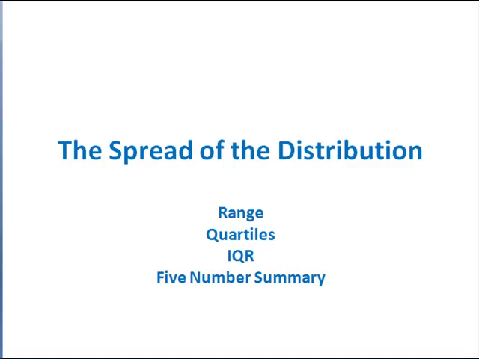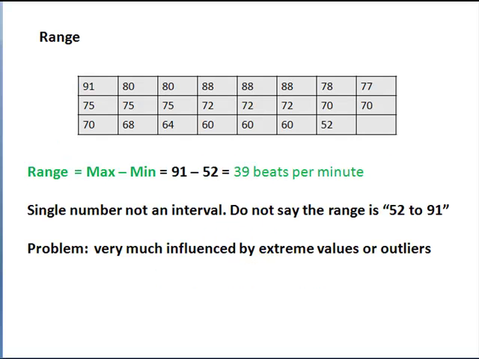Equally as important as describing the center of a distribution or data set is describing how spread out the data is. In this lesson, we will describe one very popular and important way to do this. First, let's consider the most basic way to describe the spread of the data. That is to simply subtract the minimum from the maximum. So for our pulse rate data, the range is 91 minus 52, or 39 beats per minute.